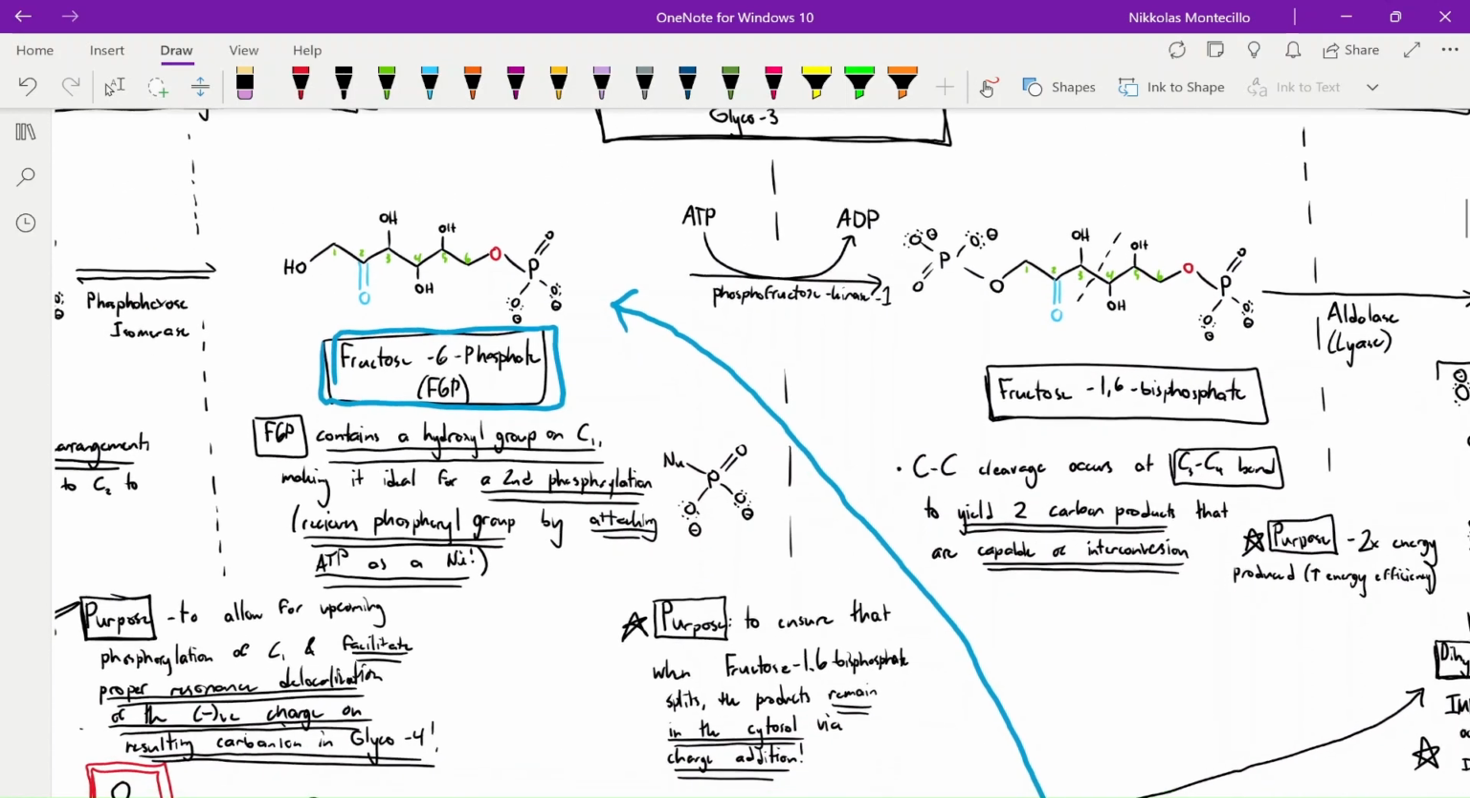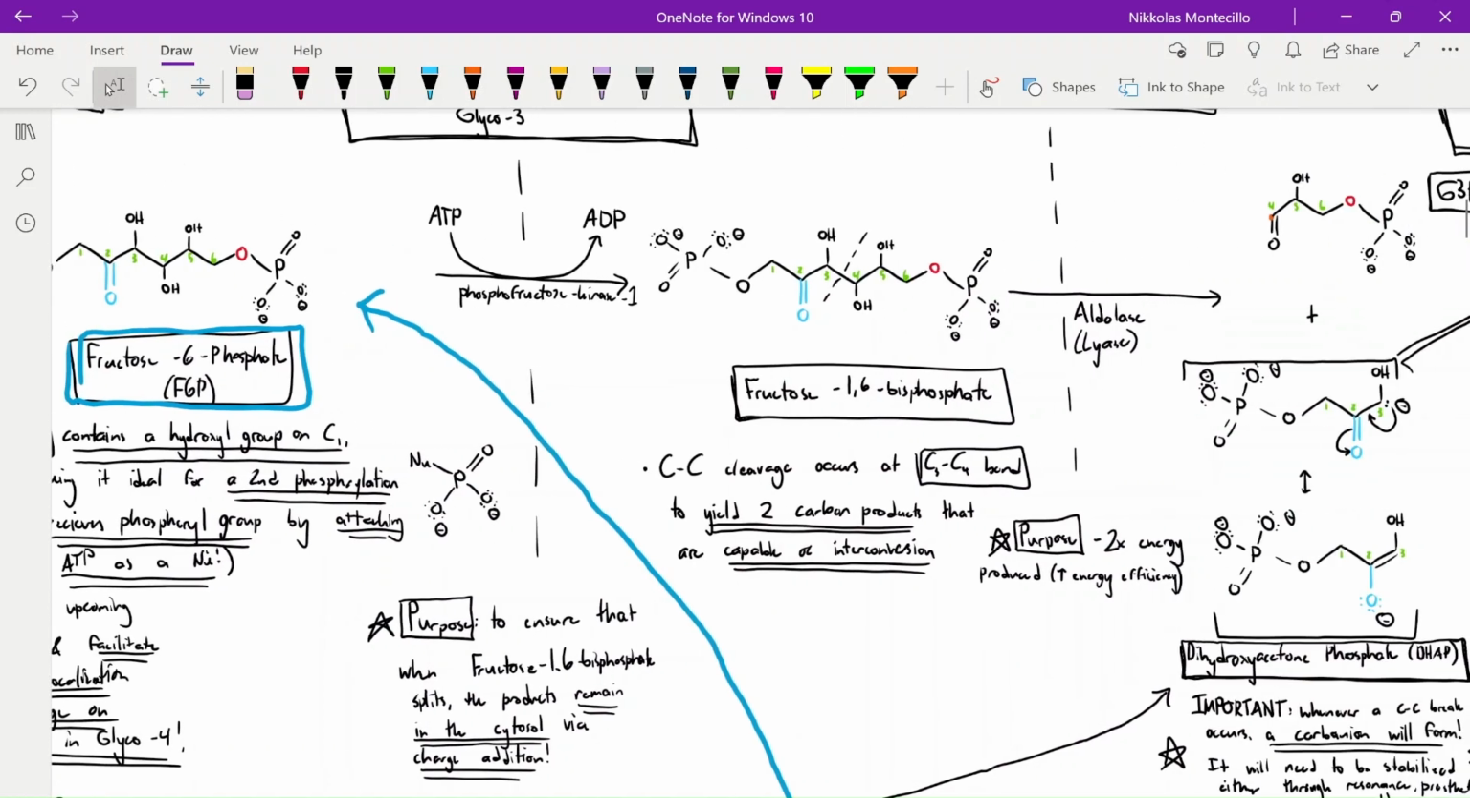Now the purpose of phosphorylating this compound the second time is to ensure that when fructose 1,6-bisphosphate splits, the products remain in the cytosol via charge addition. Charge addition meaning that the charges remain on both of the molecules.